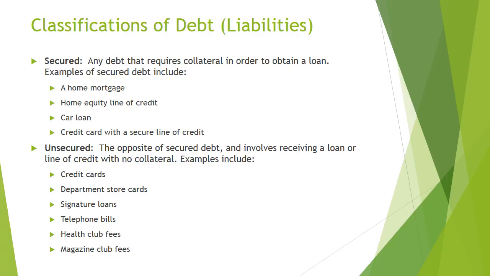An unsecured debt is basically the opposite of a secured debt. Anything that you receive a loan or line of credit for with no collateral, like a car or a mortgage, attached to it, is an unsecured debt. Examples are credit cards, department store cards, signature loans, telephone bills, health club fees, magazine club fees.